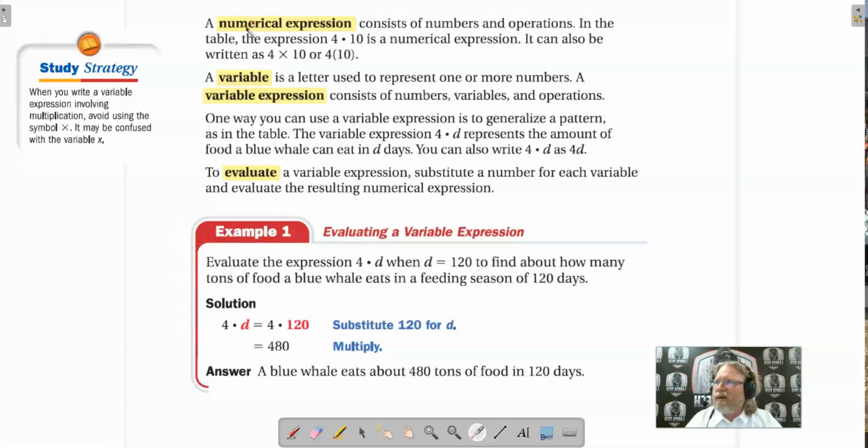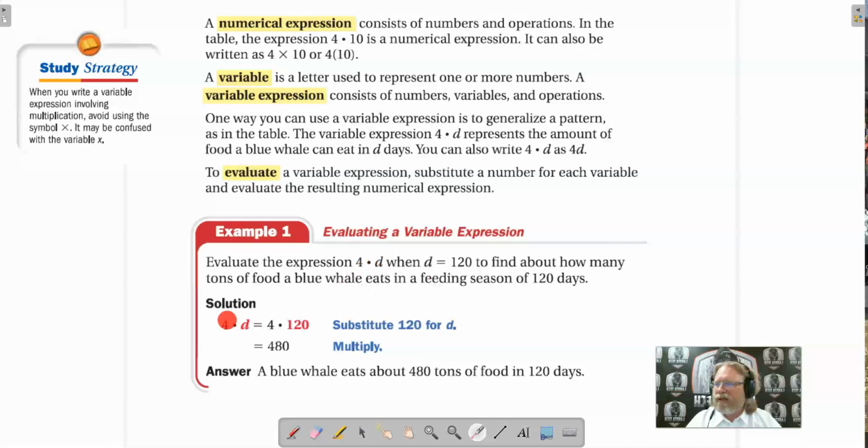Our first vocabulary word is numerical expression. A numerical expression consists of numbers and operations. Notice that it does not include an equal sign. Later on we'll get to that, and we'll call those equations. But if we don't have an equal sign, if we just have, and I know you've seen an equal sign here and you're saying, huh, what? We just look at the 4D part. We would call that an expression. This would be an expression, 4 times D.